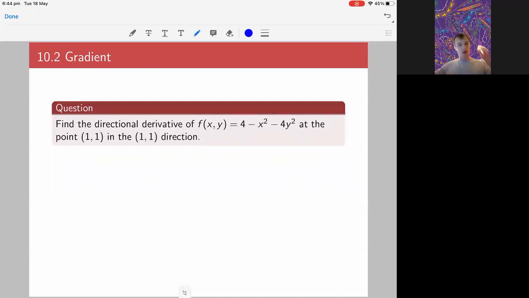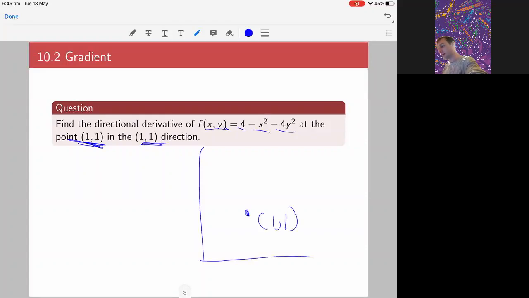All right, so we've got a function. The function is of two variables, and it's defined to be 4 minus x squared minus 4y squared. We're not just looking at the directional derivative anywhere, we're looking at the directional derivative at the point 1, 1, and we're also going to be looking in the direction of the point 1, 1. So we're evaluating the directional derivative here, and we're going in that particular direction.